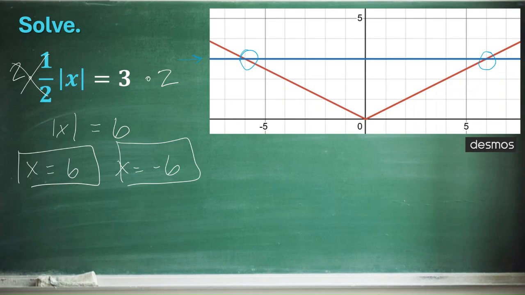I have a solution at positive 6. Let me grab my highlighter. And that solution is right here. My other solution is at negative 6, and that solution is right here. So you can see both of these x values have a y value of 3.